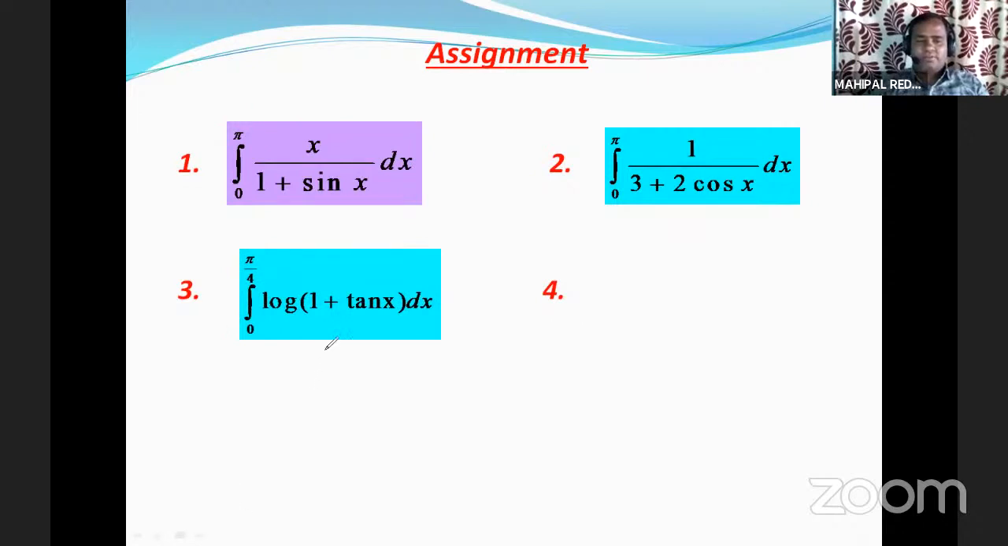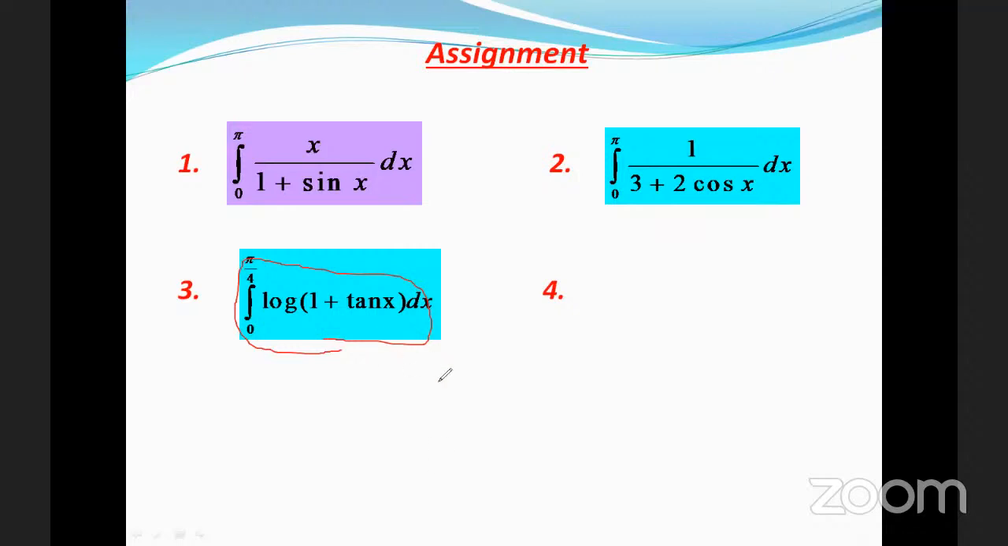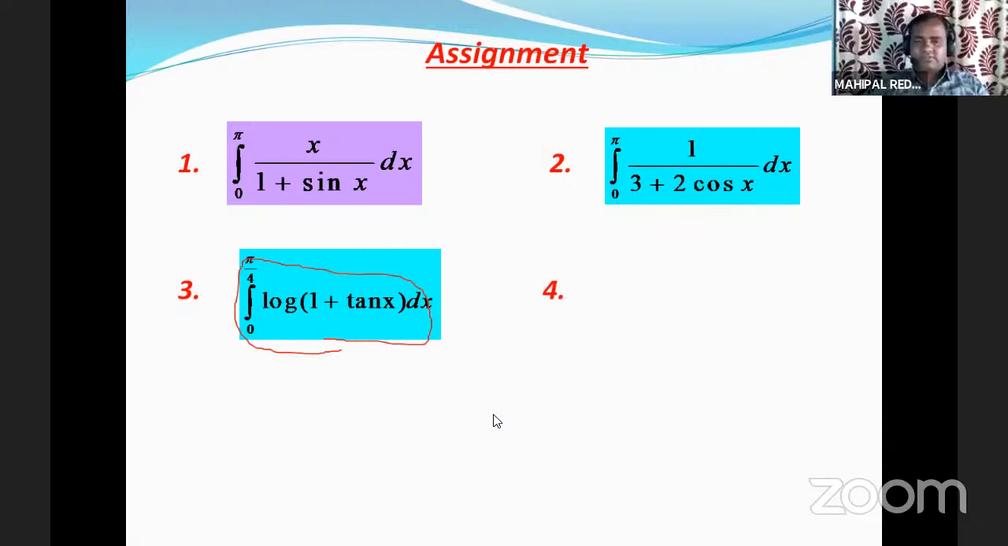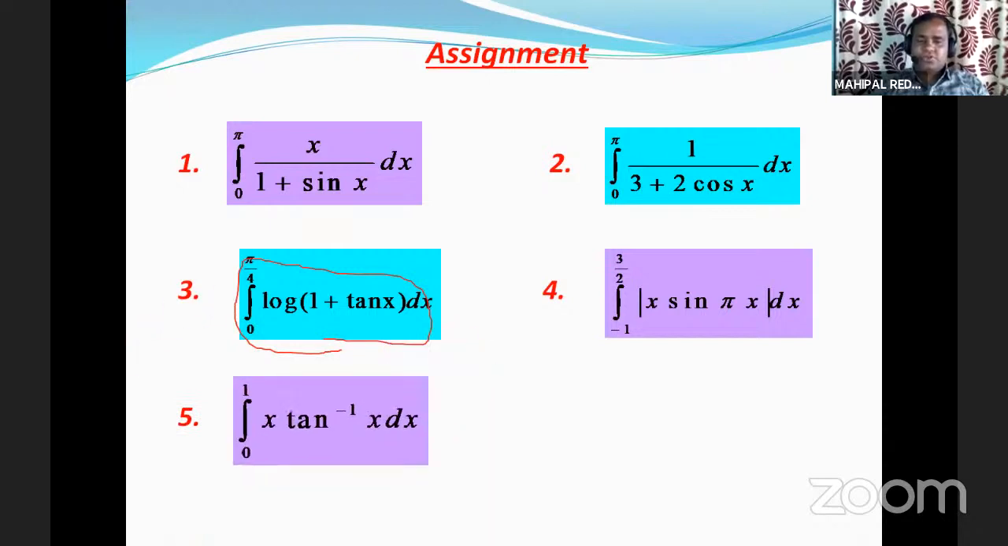Almost this is already completed. Integration 0 to 1 log of 1 plus x by 1 plus x square dx. Fourth one, integration minus 1 to 3 by 2 modulus of x into sine pi x dx. And one more last problem. Fifth one is integration 0 to 1 x tan inverse of x dx.